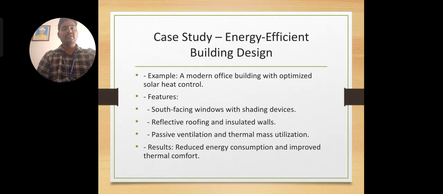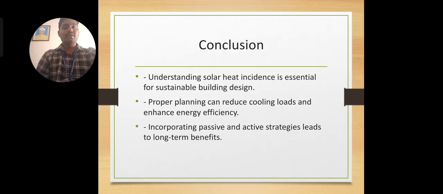And here is the case study on energy efficient buildings. For example, a modern office building with optimized heat control, south-facing windows with shading devices, reflective roofing and wall insulation, passive ventilation and thermal mass utilization. The results: reduced energy consumption and improved thermal comfort. And then there will be a conclusion here.